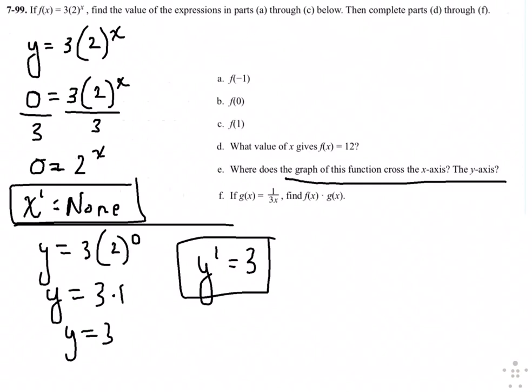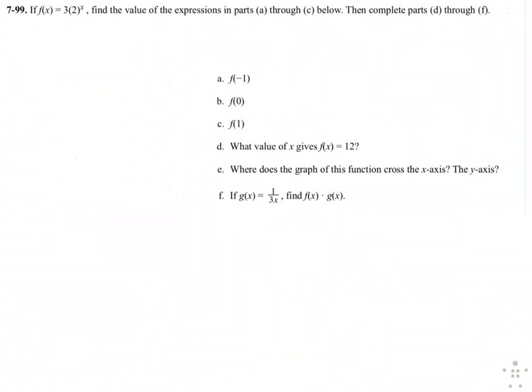Okay, and the last one, part F for this problem, let's make some space. They're giving us another function, g of x, and we already have f of x, and they want us to find f of x times g of x. So f of x is 3 times 2 to the x, and they want us to multiply that by g of x, which is down here, which is 1 over 3 to the x.